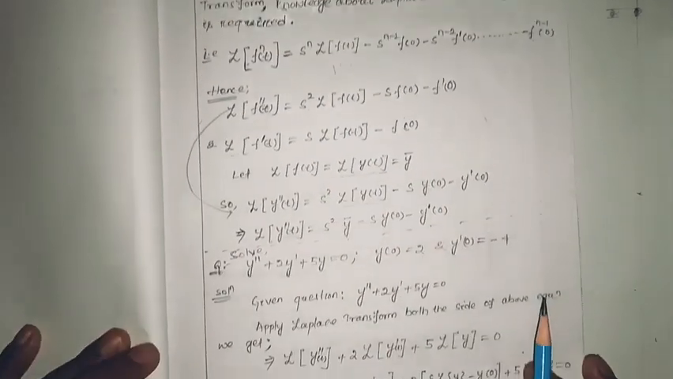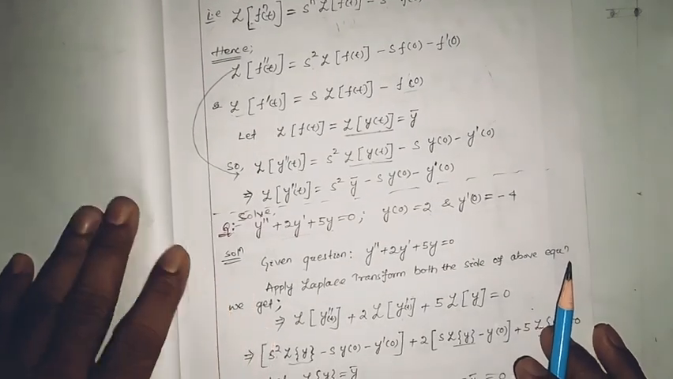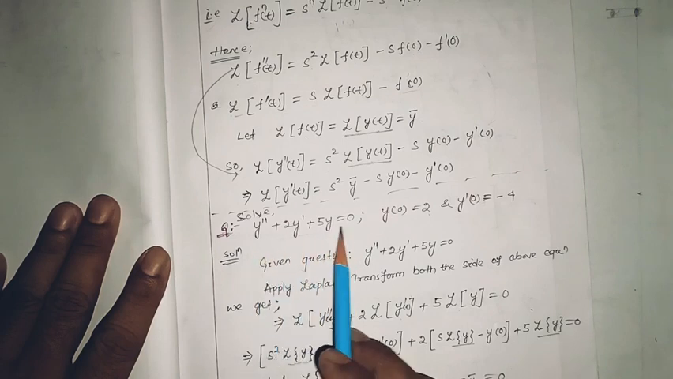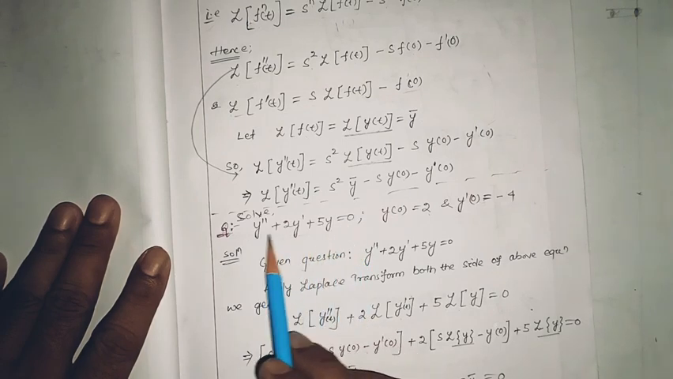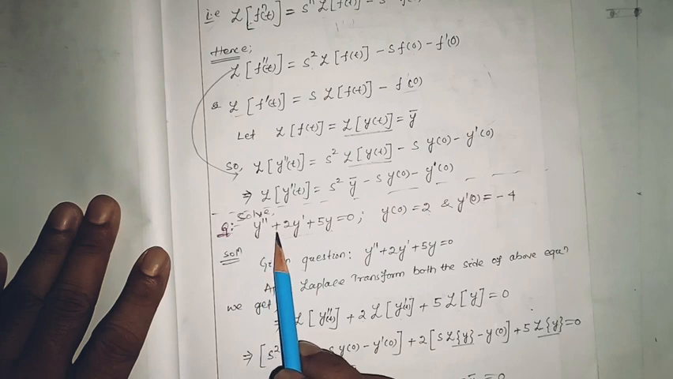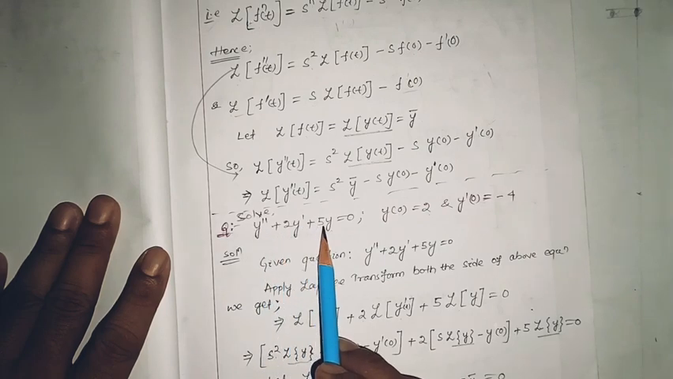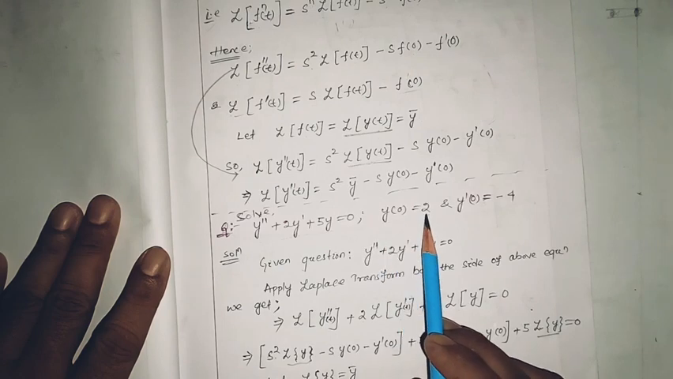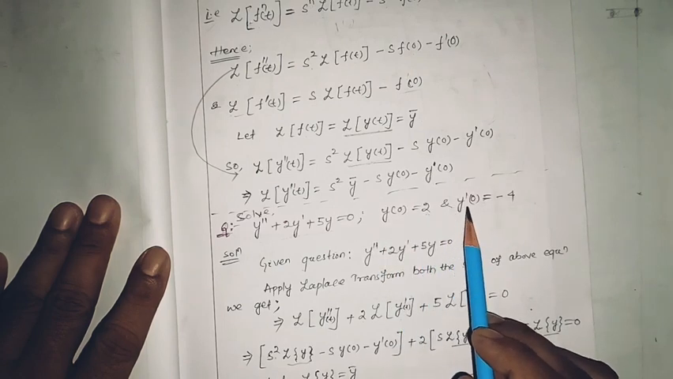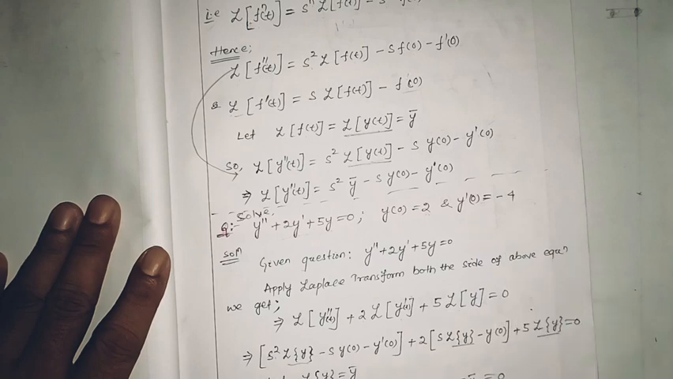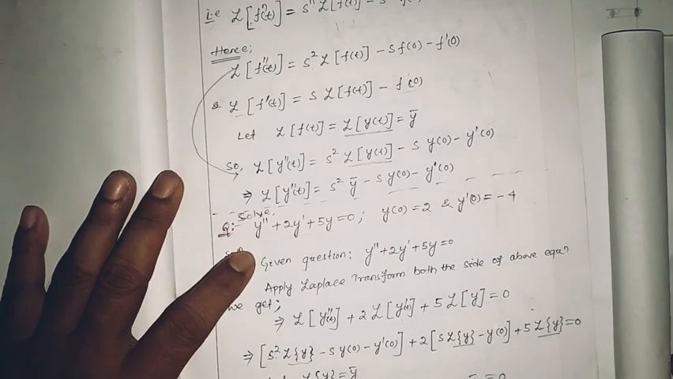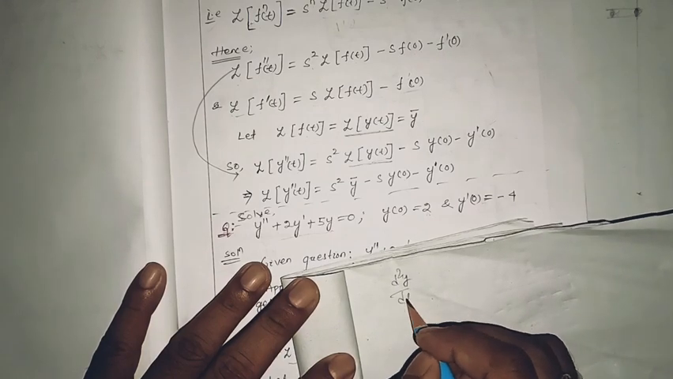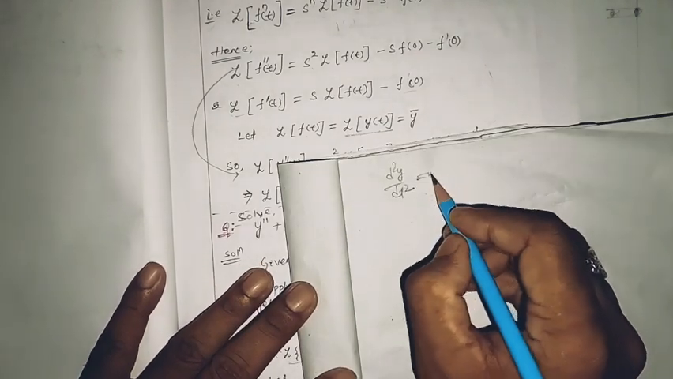Now we are going to find the solution of a differential equation. This is a homogeneous differential equation because the right-hand side is 0: y double dash plus 2y dash plus 5y equal to 0. The initial value conditions have been given: y(0) equal to 2 and y dash 0 equal to minus 4. Here y dash is the differentiation with respect to t, so this is d square y by dt square, that means y double dash.